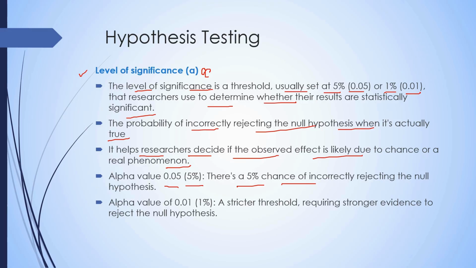Alpha value of 0.01 or 1%. This is a stricter threshold requiring stronger evidence to reject the null hypothesis, which means there is a 1% chance of incorrectly rejecting the null hypothesis. Okay. I hope you understood this concept, level of significance.